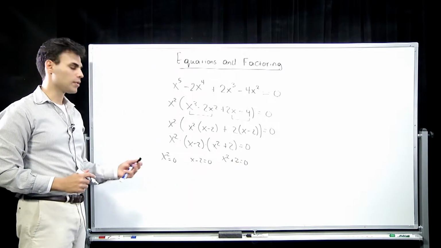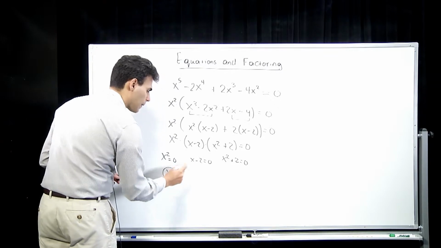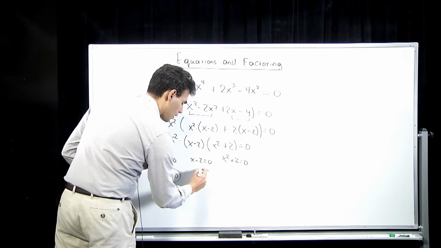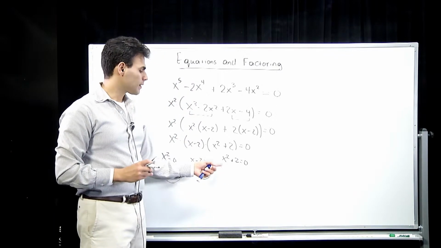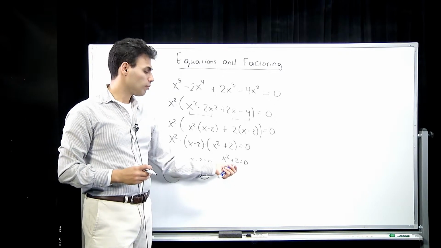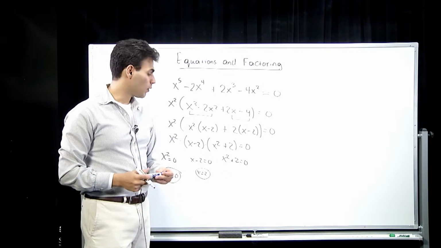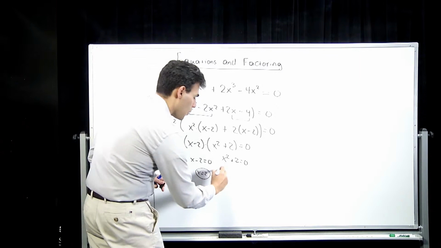Of course, x squared equals 0 implies x equals 0. That's my first solution. x minus 2 equals 0 implies x equals 2. That's my second solution. And this x squared plus 2, now let's think about it for a second. x squared is always a non-negative number. Plus 2, still a positive number. That can never give you 0. So this one doesn't have any real solutions. So no solutions from this.